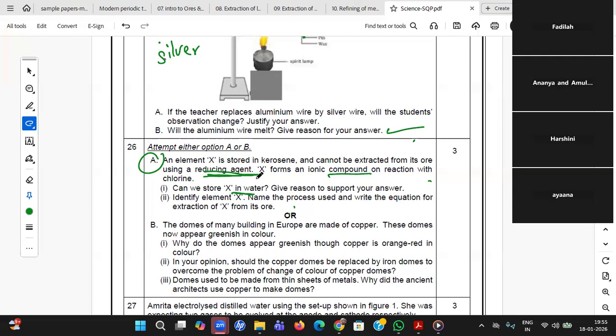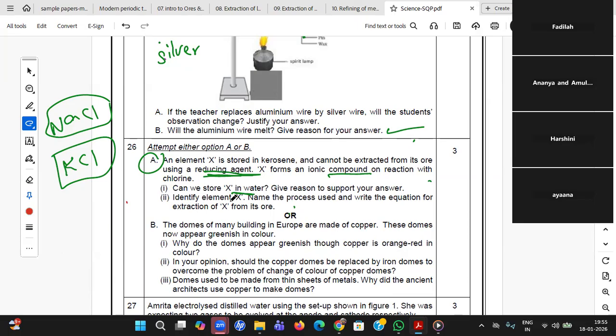Narendran gave at least two options. NaCl is an ionic compound, so we took it as sodium. Why is KCl not an ionic compound? In NCERT, they gave NaCl, mainly as the example while forming the ionic bond. Sir, will they give marks if we write NaCl? It is an alkali metal. Did he mention that? Element X is stored in kerosene and cannot be extracted from its ore using a reducing agent.